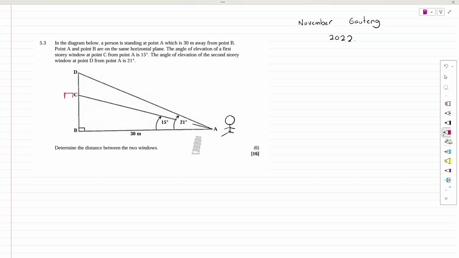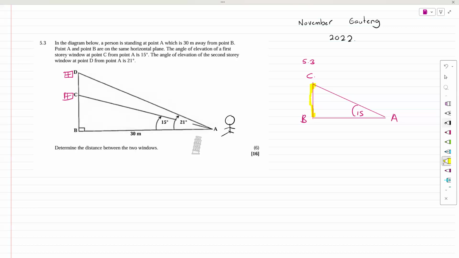This would be window 1. This would be window 2. When it comes to 2D trig, we understand that the only thing that matters is the right angle. So for Gauteng, we can go with the first window quite simply. And the first story window would be 15. This would be A, B, and C. Now the first story window should be there.